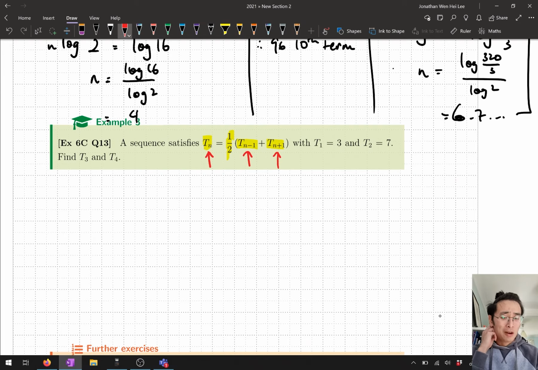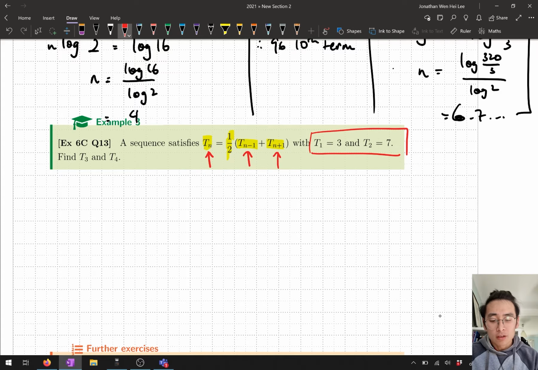So this is actually a little bit trickier because in order for us to calculate each term, we need the term before it. That's fine, but I also need the term after it. So that's where it gets a little bit trickier. They've also told me that T1 is equal to 3 and T2 is equal to 7.